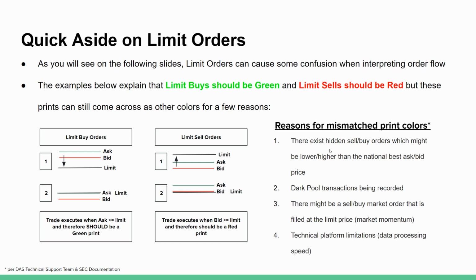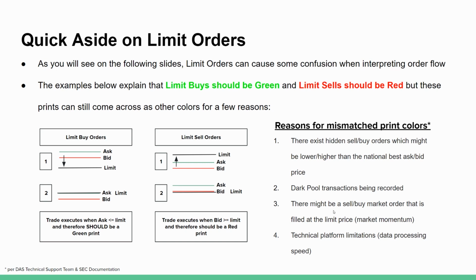The first is that there are hidden sell or buy orders that are actually better than the national best ask or bid price. So it is technically possible for you to get filled a little bit better than what your limit is. Second, dark pool transactions. Not going to get into the nuances of dark pools, but their quotes are not publicly listed, right? And when their transactions actually go through, they're just being recorded. And so whatever price happens to be the bid or ask when they get recorded, that's what it's going to show up as, and there's really nothing we can do about it.